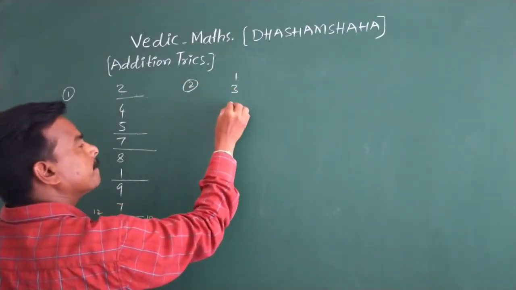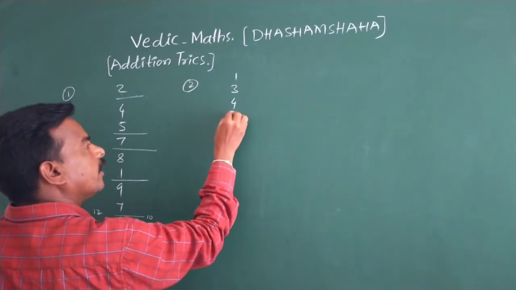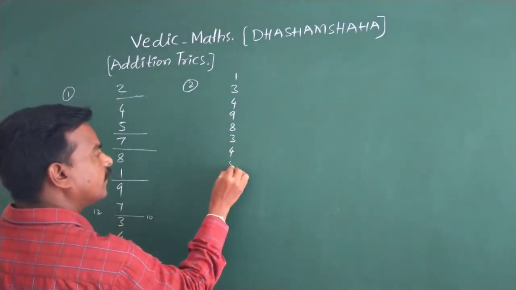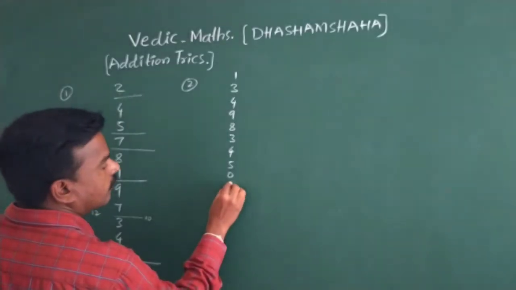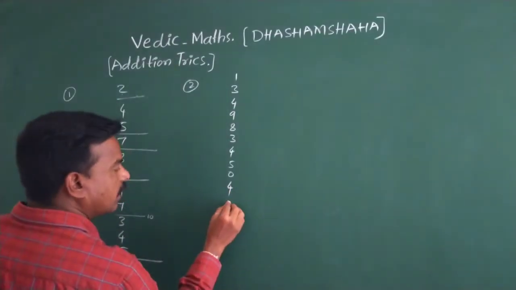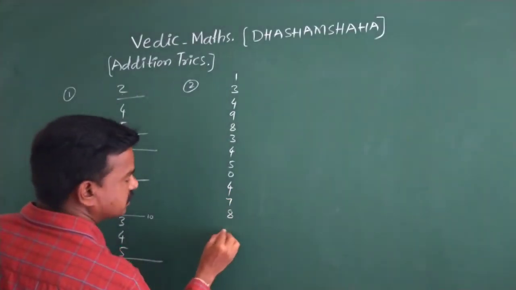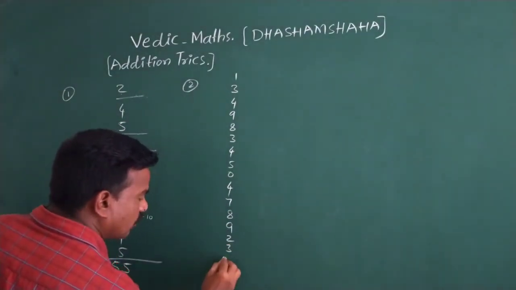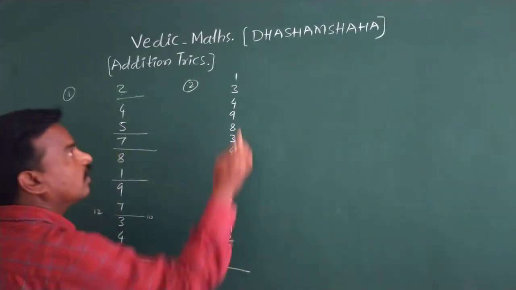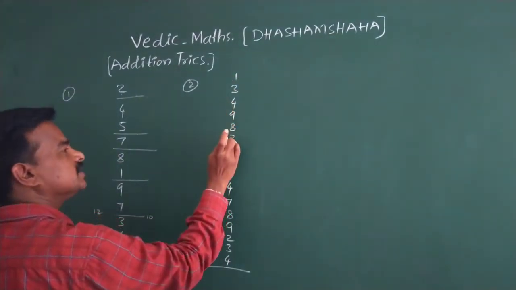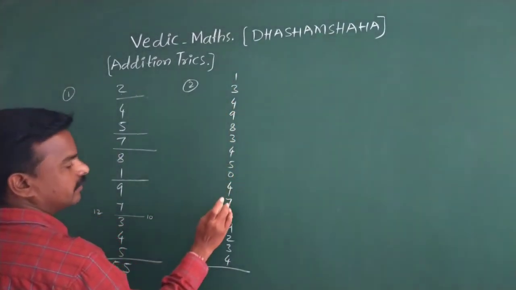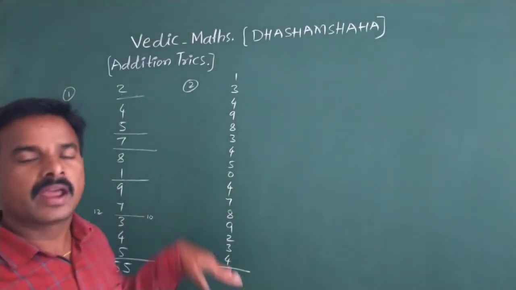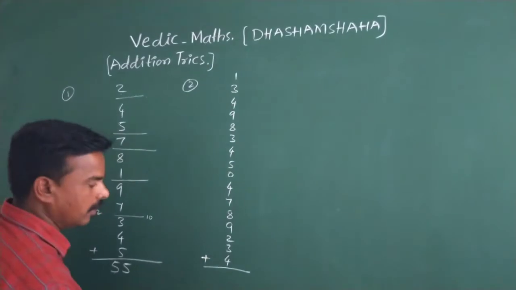1, 3, 4, 9, 8, 3, 4, 5, 0, 5, 4, 7, 8, 9, 2, 3, 4. Now you see 1, 2, 3, 4, 5, 6, 7, 8, 9, 10, 11, 12, 13, 14, 15, 16. 16 numbers I have taken and I am adding these.